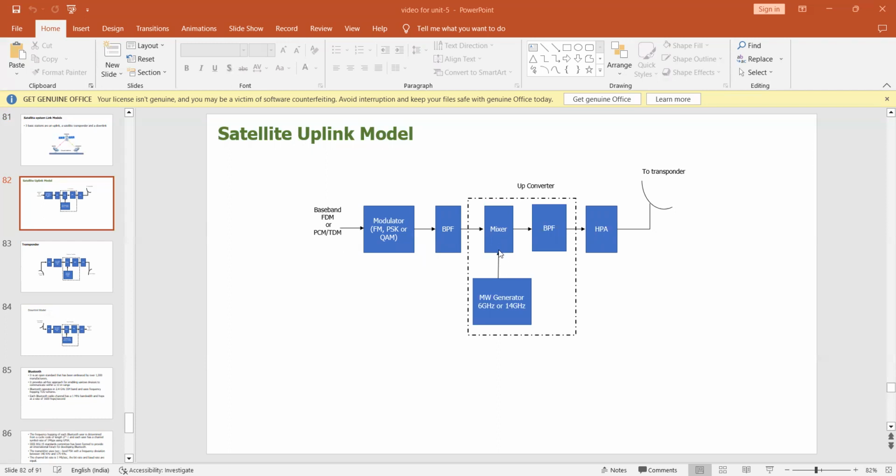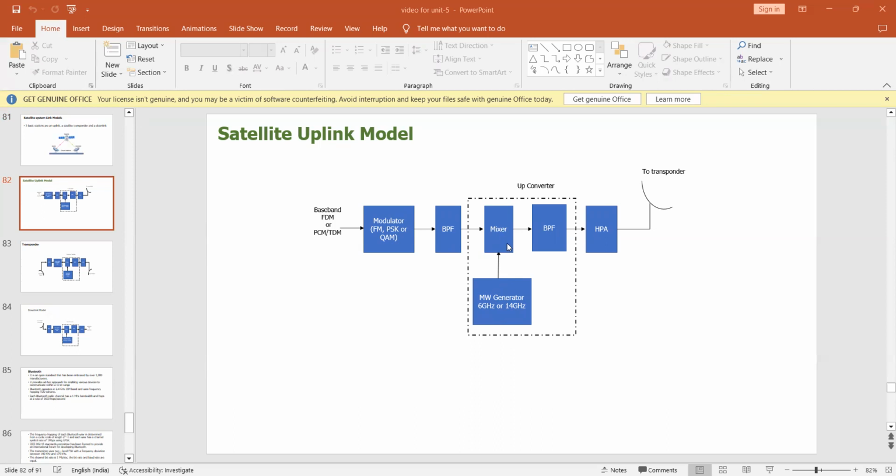We all know the mixer does addition as well as subtraction operations, addition of signals as well as subtraction of signals. Here, the microwave generator acts as a local oscillator. The local oscillator will generate a signal, and the band pass filter will transmit the modulated signal. The addition of these two signals will be performed by the mixer.